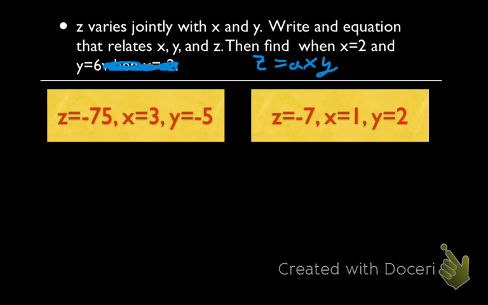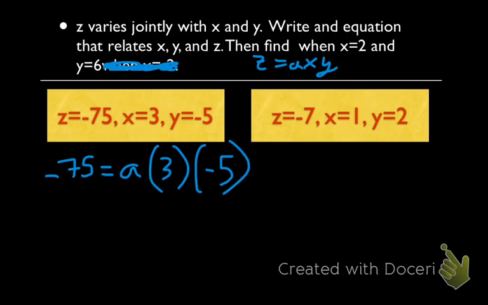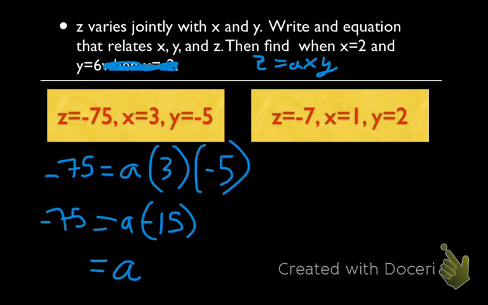We were golden. Same thing with these examples. So let's go find a. Notice I have x, y, z. I'm missing a. So all I have to do is plug in everything and then go find a. So here we go. Z is negative 75. Negative 75 equals a times 3 times negative 5. So 3 times negative 5, I'm sure you all know, is negative 15. Divide it. And what is negative 75 divided by negative 15? 5. So all I did is divide negative 75 by negative 15.